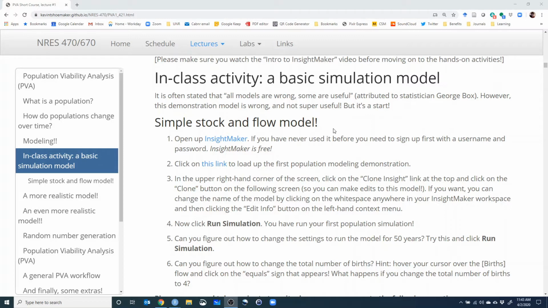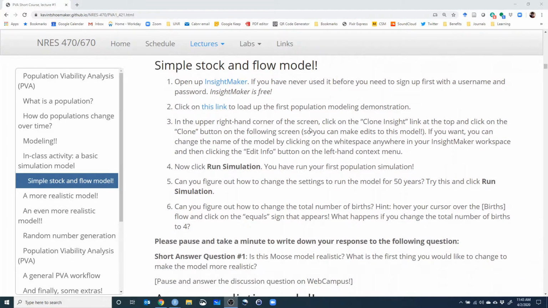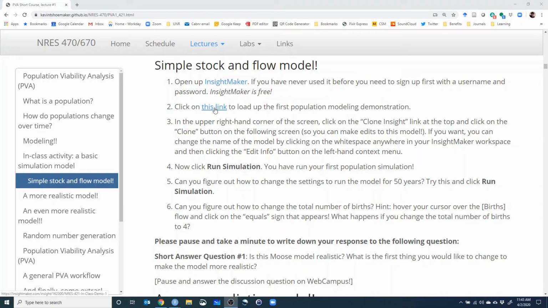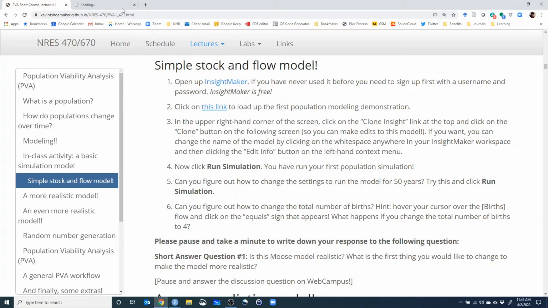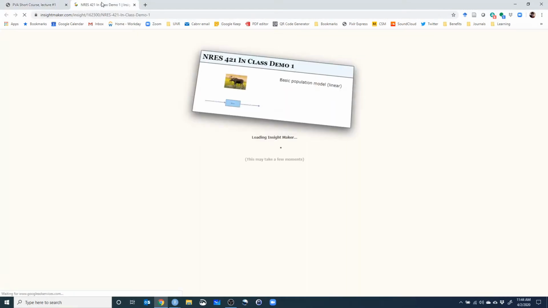Make sure you have Insight Maker open and you've logged into your Insight Maker account. In each of these following examples, I will provide a link to an Insight Maker model. I will right click so that I can open the link in a new tab, so I can go back and forth between the website and the Insight Maker model. So here we go. Let's load up this Insight Maker model.